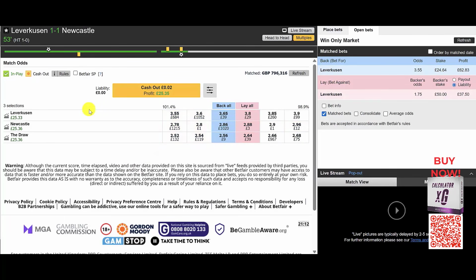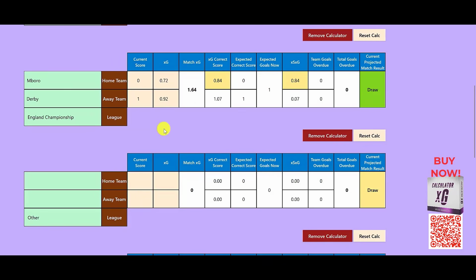We're out with a profit very, very quickly. So we're just checking out a match from the English Championship. Middlesbrough trailing to Derby at half-time. Plugged in these XG numbers. And while we're not really expecting goals just yet, the current projected match result is a draw. So Middlesbrough should be level in this one. So it's time to go against Derby.